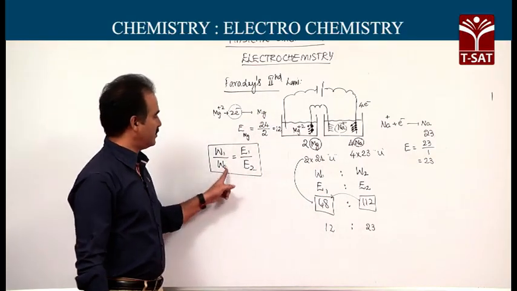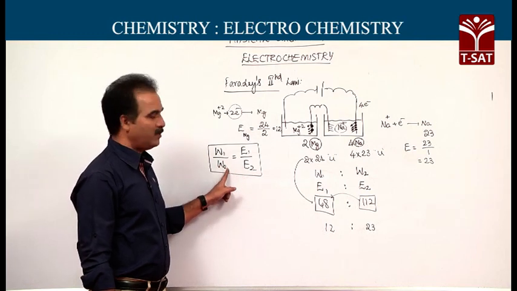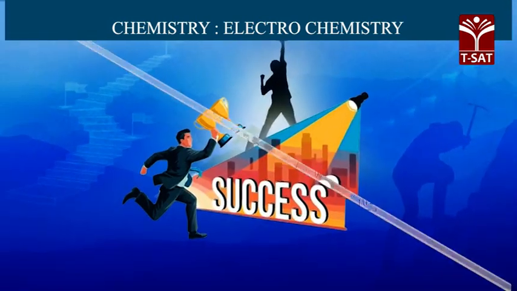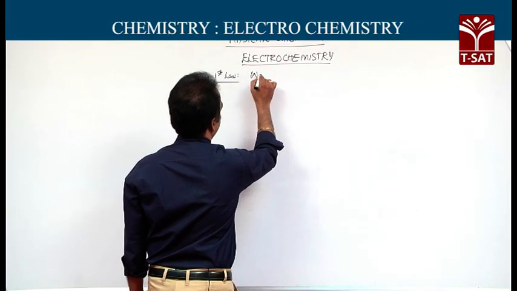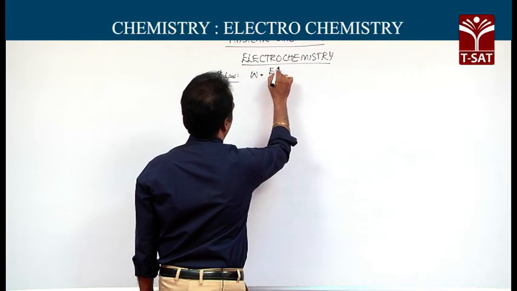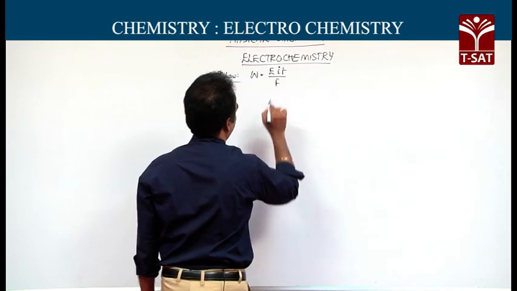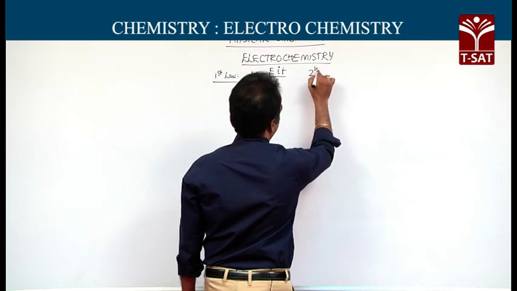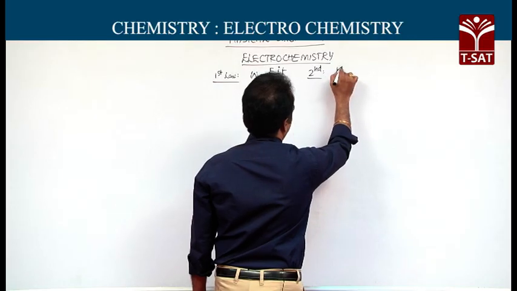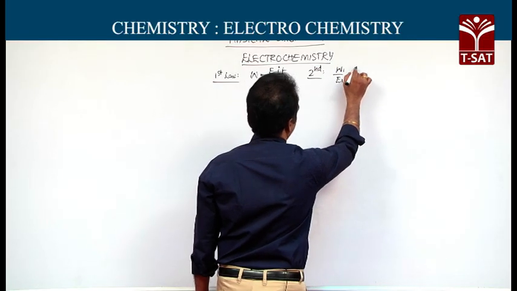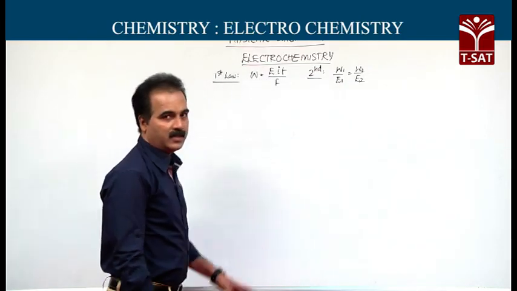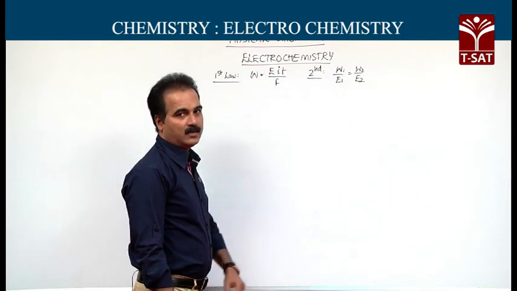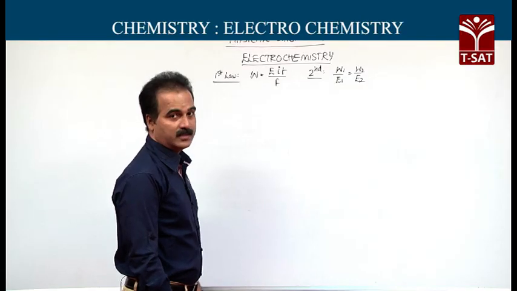That is Faraday's second law, W1 by W2 is equal to E1 by E2. The first law of electrochemistry is W is equal to EIT by F, and the second law is W1 by E1 is W2 by E2. Based on these two, let us think about some numericals and conceptual questions.